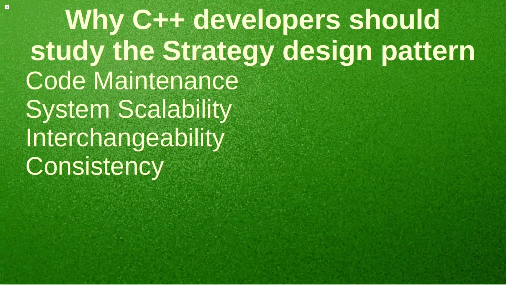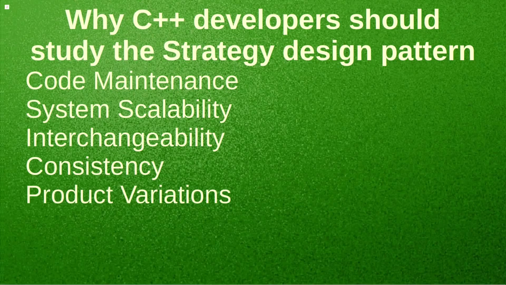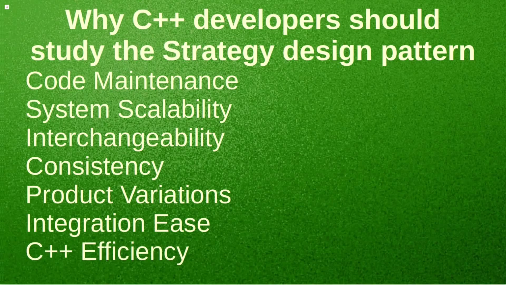Consistency ensures a constant set of products by enforcing relationships and dependencies between different objects. Product variation supports the production of various product versions without complicating the client code, keeping implementation clean. Integration ease helps integrate new product classes seamlessly into existing systems, reducing integration issues. C++ efficiency encourages efficient usage of resources in C++ by managing object creation and representation logic centrally.